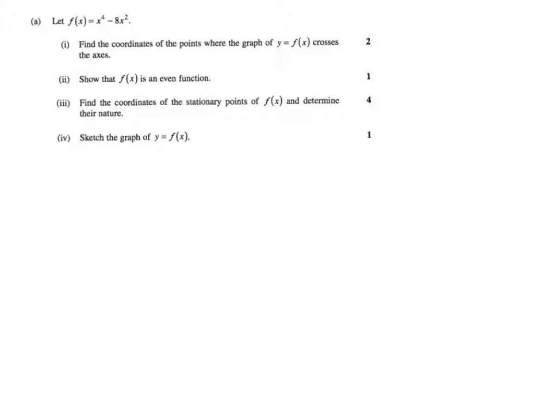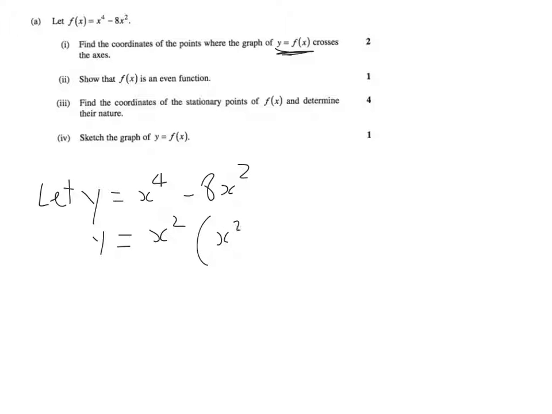Alright, start off, find the coordinates of the points where the graph f(x) crosses the axis. Well, that's the x-axis. First of all, I'm going to say let y equals x to the 4 minus 8x squared. That's kind of implied anyway by y equals f(x). But I'm going to factor that, and that will be x squared outside of x squared minus 8. Okay, well I'm going to let that equal 0.